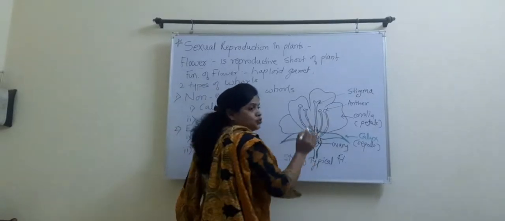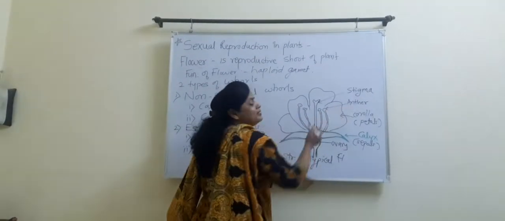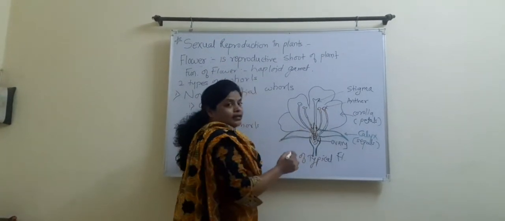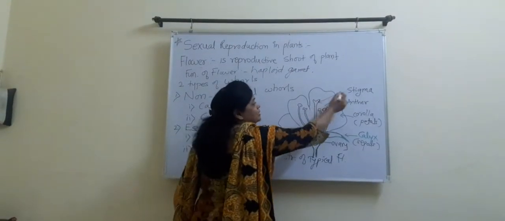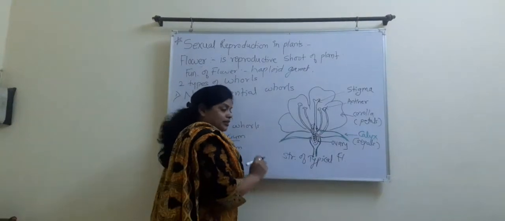Androecium consists of stamens. A stamen consists of an anther. These are the anthers. Androecium is the male reproductive part of a flower, and gynoecium, which consists of a stigma, is the female reproductive part of a flower.